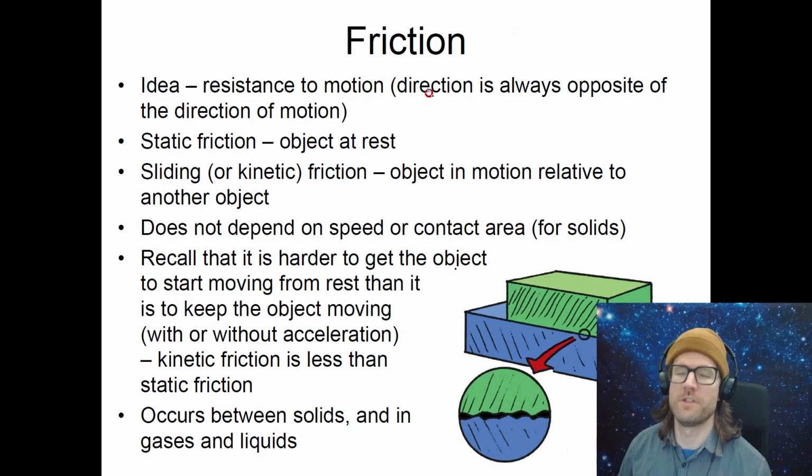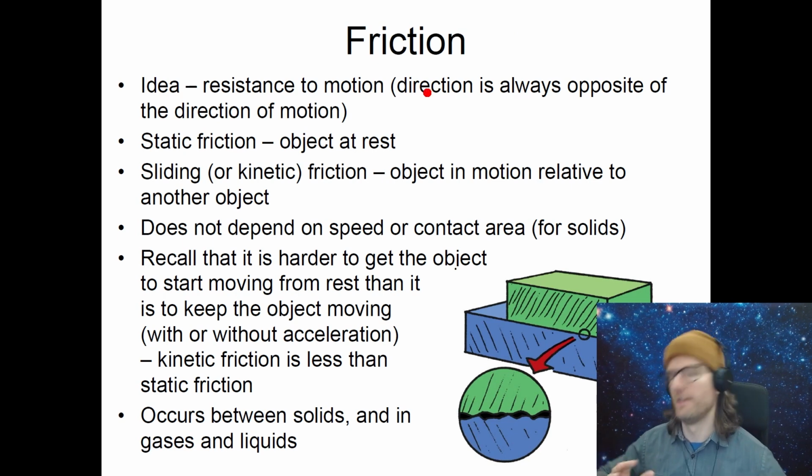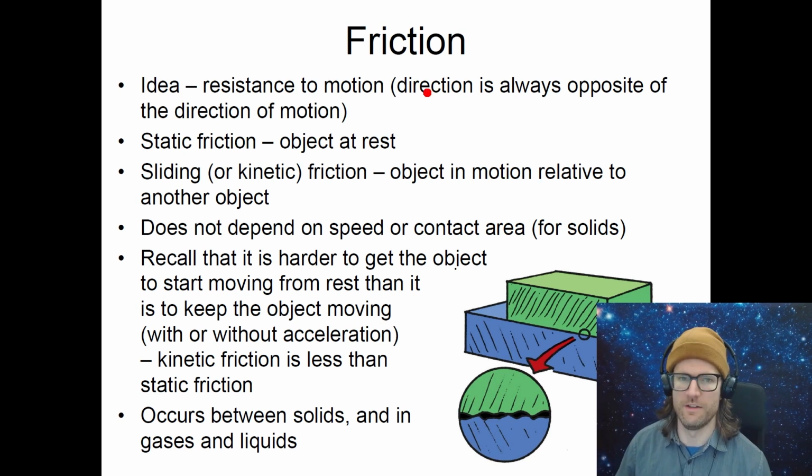Okay, friction. Friction again, so air resistance in the previous lecture causing problems, and friction now also causing problems. They're complicated. Okay, so the idea is resistance to motion. Friction's direction is always opposite the direction of motion, so it's trying to slow stuff down. There are a couple of different types of friction: static friction when an object is at rest, and sliding or kinetic friction when an object is in motion.